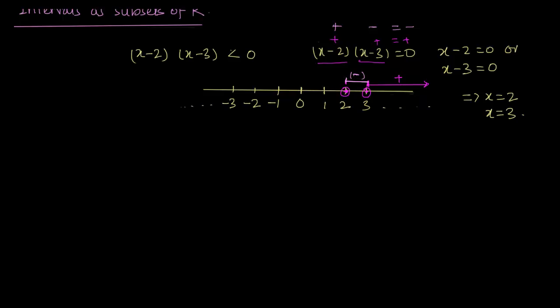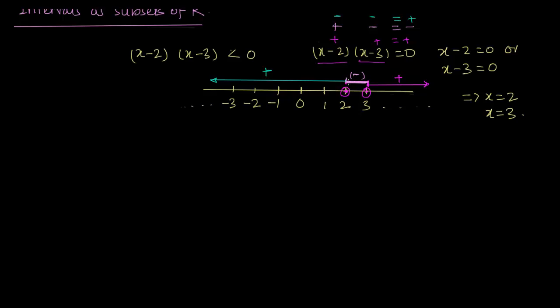Let us try to see what happens when x is less than 2. If I come somewhere here and go all along, when it's less than 2, x minus 2 is negative, and x minus 3 is also negative. A negative multiplied by a negative gives me a positive, so here all along it is positive. Now we want that interval where it is negative, and that interval seems to be from 2 to 3, with 2 and 3 excluded.